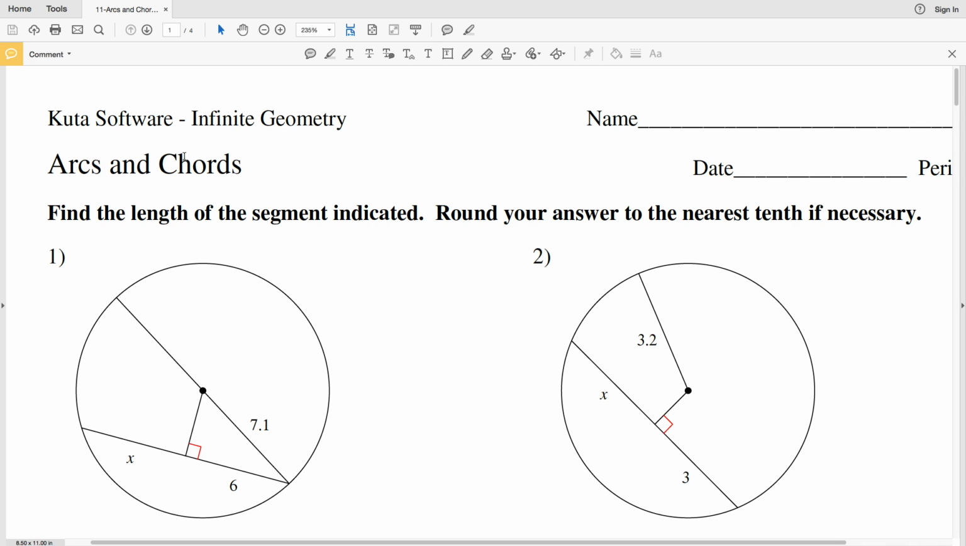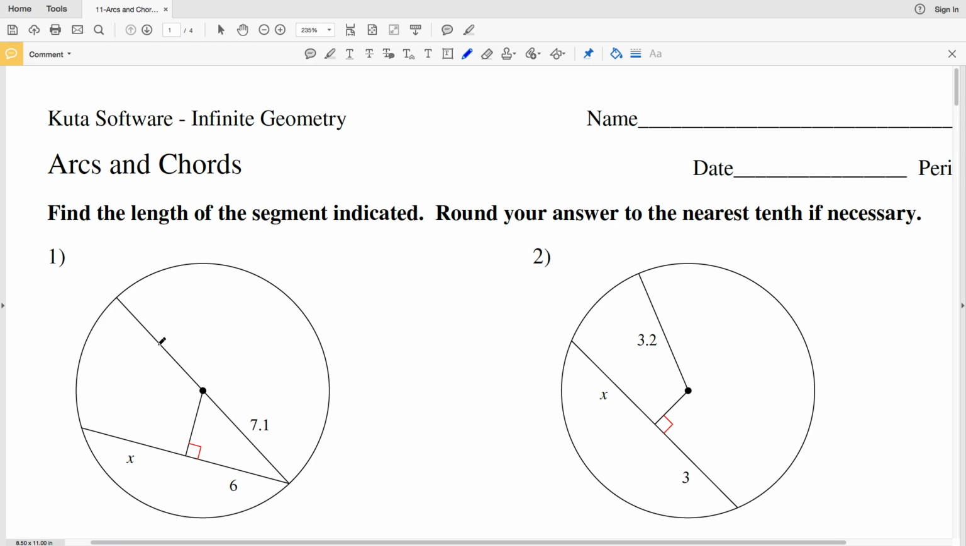In this video, we're going to start the Kuta Software Infinite Geometry free worksheet, Arcs and Chords. By this video, we should know what an arc is. An arc is essentially from one point to another point on a circle, and we're following around the circumference of that circle. That is what makes the arc. And a chord is essentially a line or line segment that connects the points of that arc.